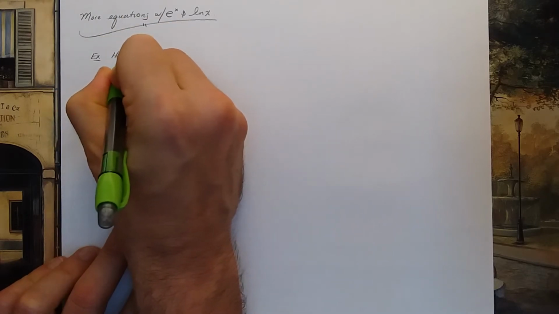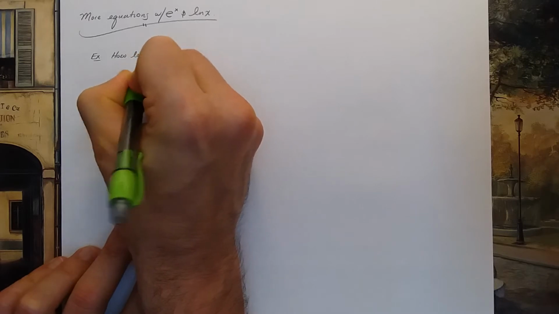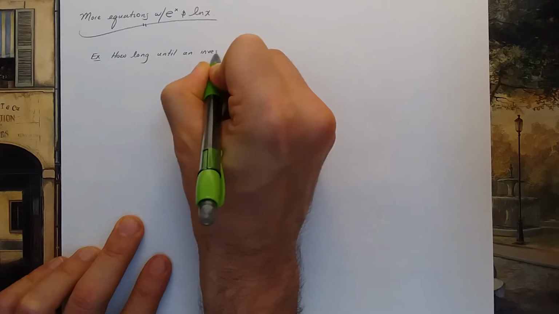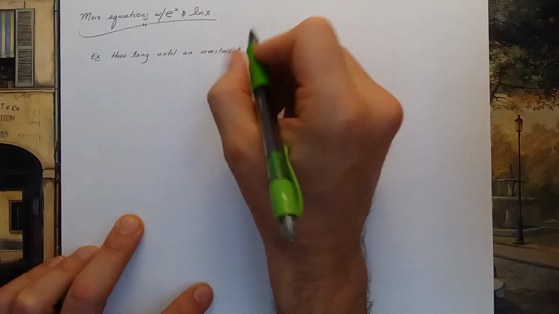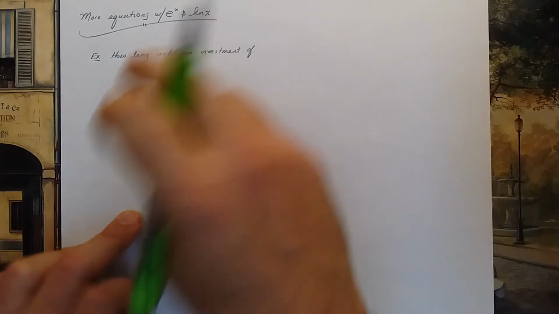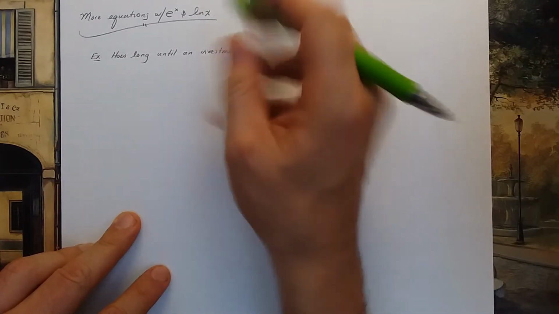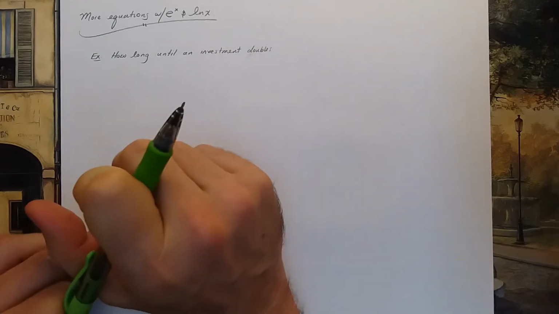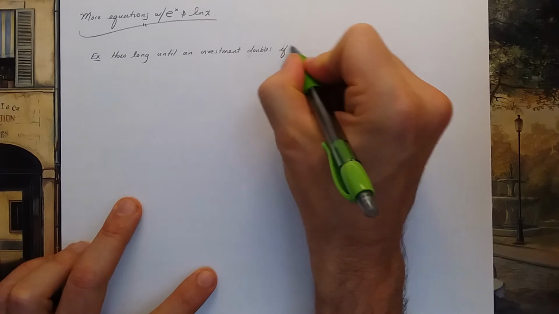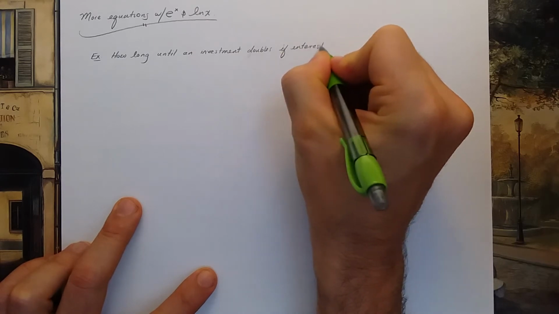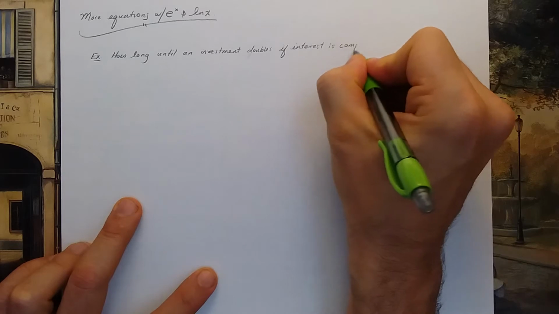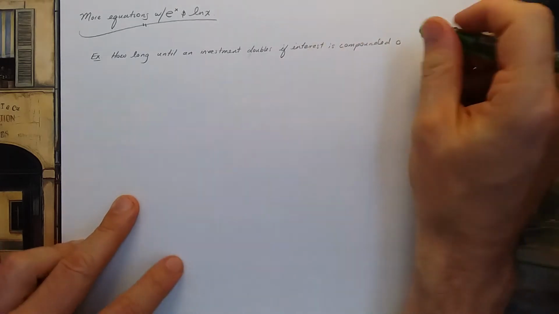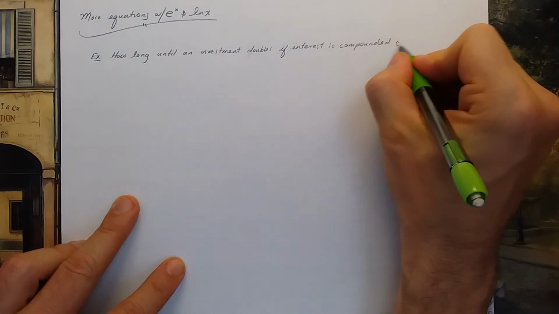How long until an investment of a certain amount doubles if interest is compounded continuously at a rate of 10% annually.